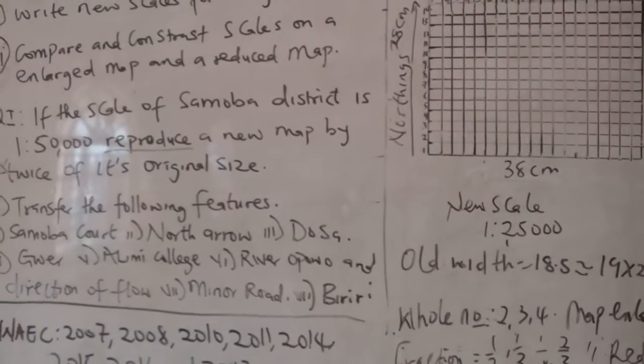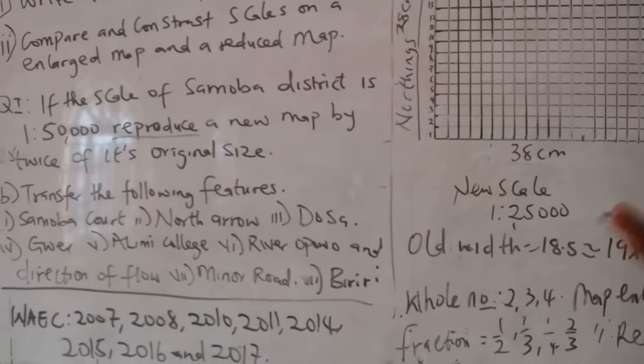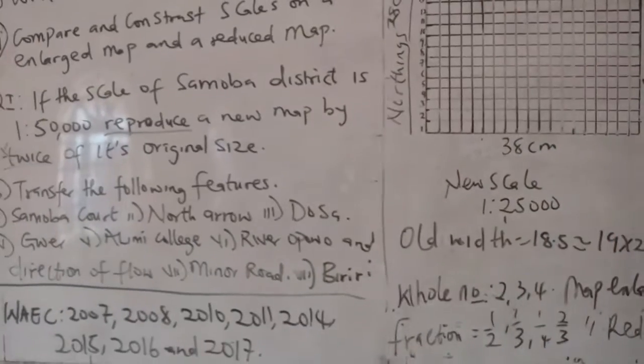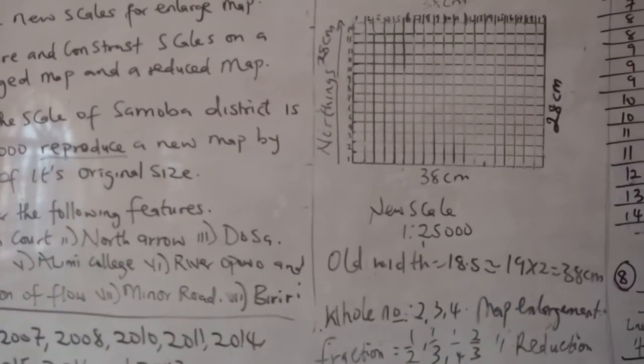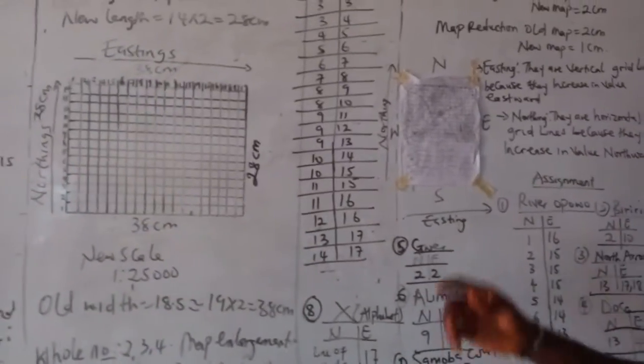So answer this one now. They said by twice. Is it reduction or enlargement? The answer is that this map is enlargement. Why? Because of twice, which is 2, a whole number here. Now, what are you going to do? The first thing you are going to do is step number 1.